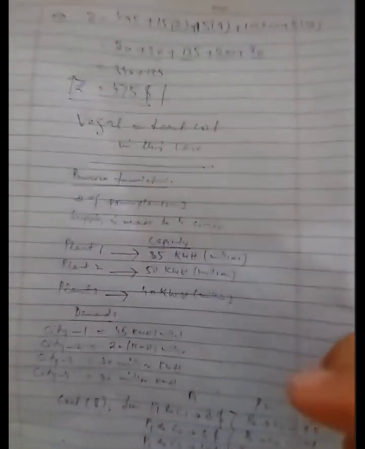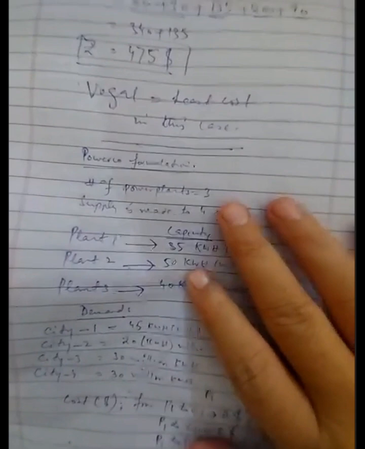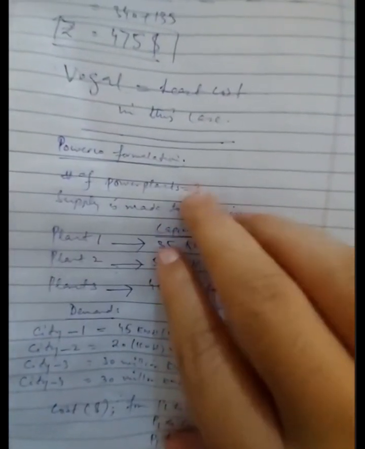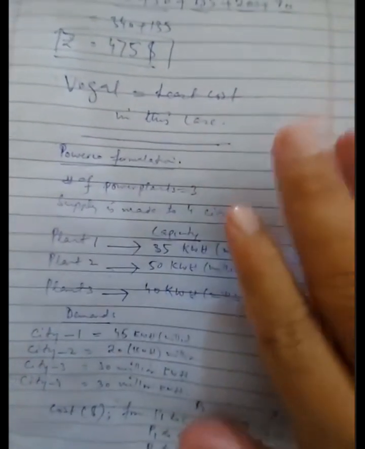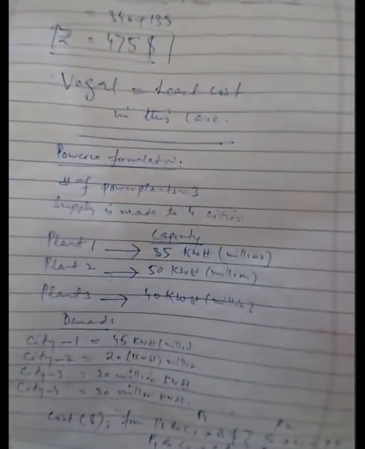Okay, I will explain it. So this is the power plant formulation. The number of power plants is equal to 3, and the number of cities to which this power is transferred is 4. So the total number of decision variables will be 3 into 4, or 12 decision variables.